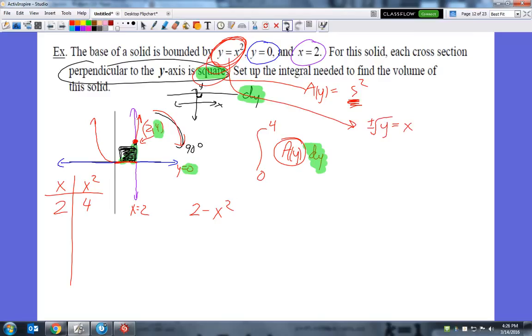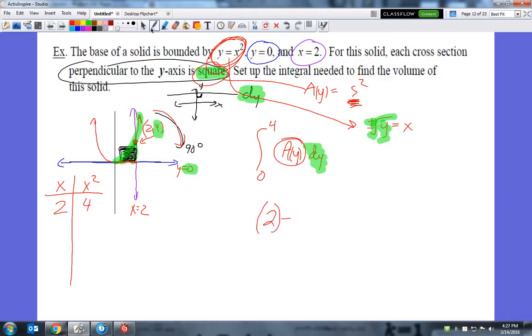So now we should know by now that this piece of the graph, let me highlight it real quick in green, is going to be the positive square root of y. So the positive square root of y, that's what's going to go right there. Let me go ahead and write that in right now. So the top function in terms of y is going to be 2.